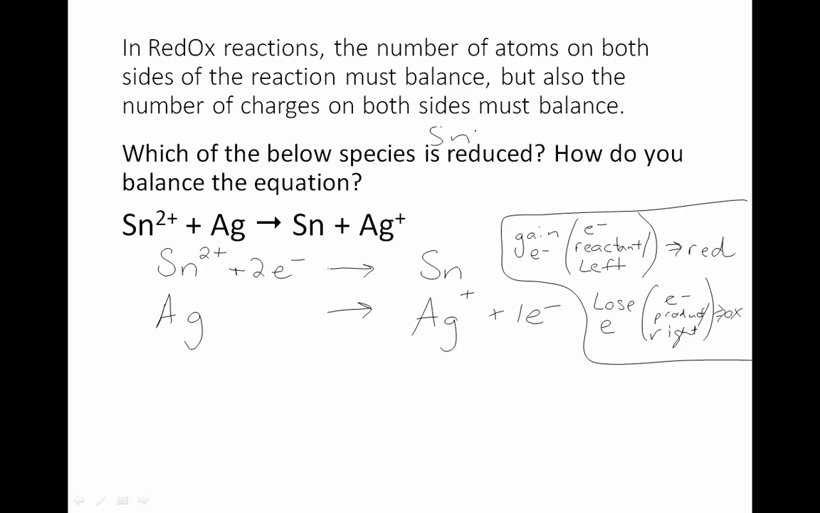Sn. And now our last step is to balance it. Now, it's not balanced right away. Why not? Because there are 2 electrons on the left-hand side of our arrows, and there's 1 electron on our right-hand side, so they're not balanced. Kind of what we're doing is adding the 2 reactions together, because when you add half reactions together, you get a full whole reaction.